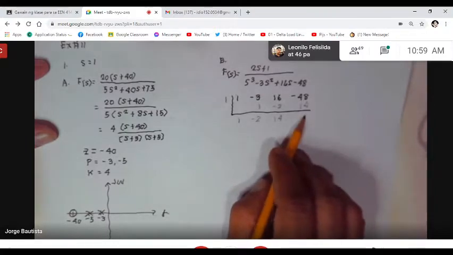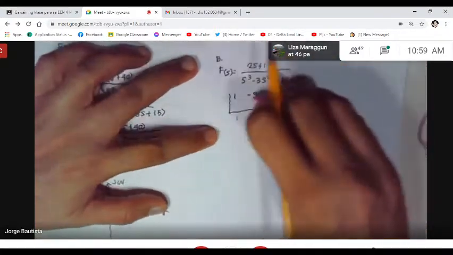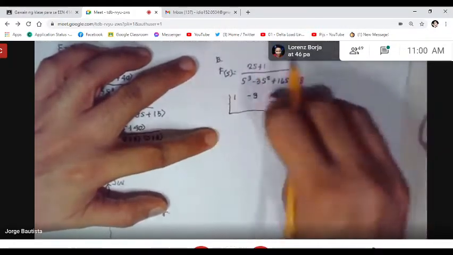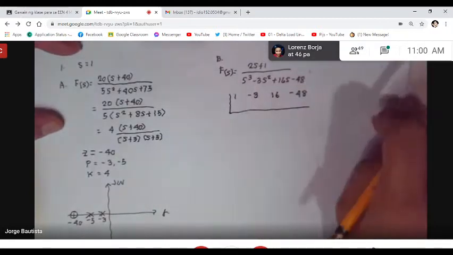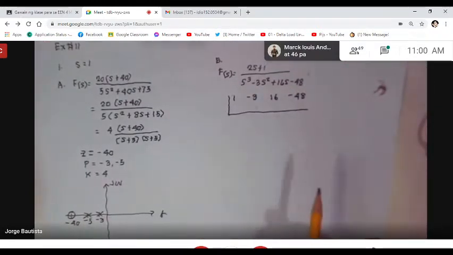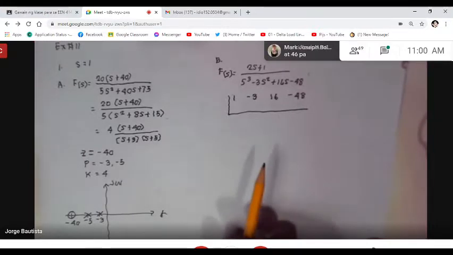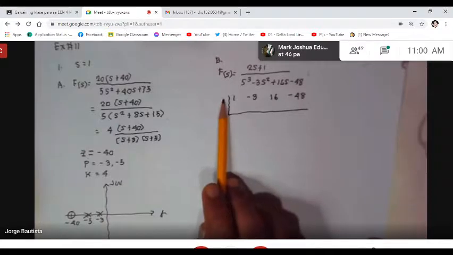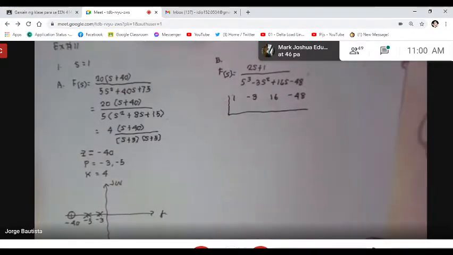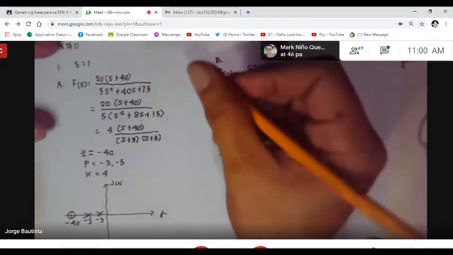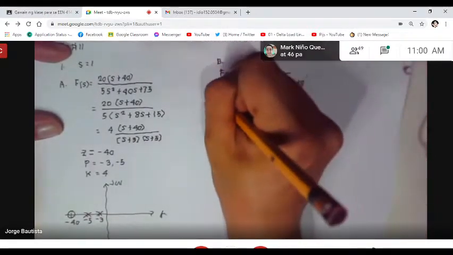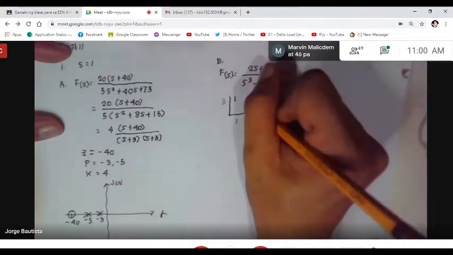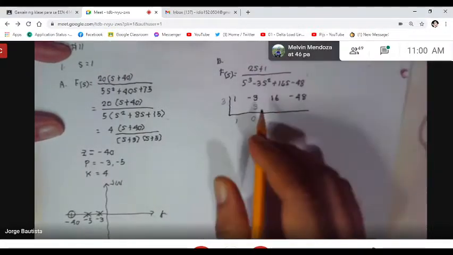Ibig sabihin, hindi 1 ang root. Hindi nag-0 eh. Burahin natin to. So, pwedeng pagkatapos ng 1, you have negative 1, tapos 2. Humanap kayo ng number na pwede nating ilagay dito na kung saan this one will become 0. Let's say 3. 1 times 3, 3, tapos 0.